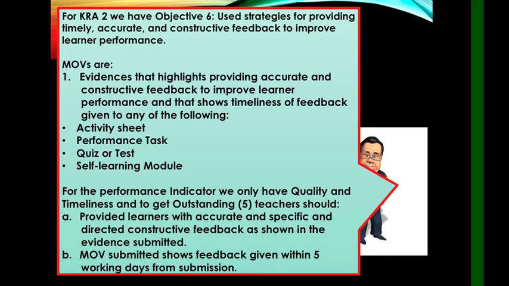So, for the performance indicator of objective number 6, we have two: quality and timeliness. So, we need to follow the quality at the same time the timeliness. And to get the outstanding 5, teachers should provide learners with accurate, specific, and directed constructive feedback. It should be constructive, okay? As shown in the evidence submitted. And the MOV submitted should show feedback given within 5 working days from the submission.